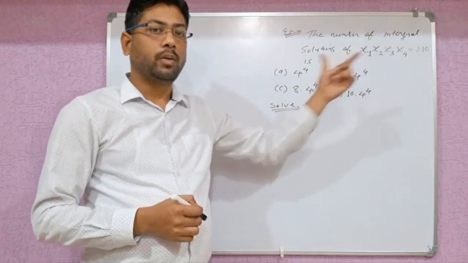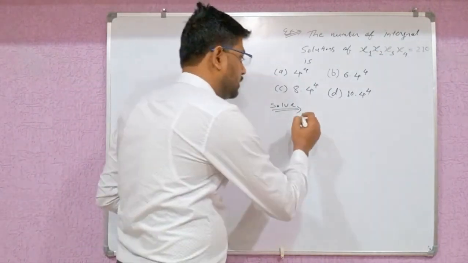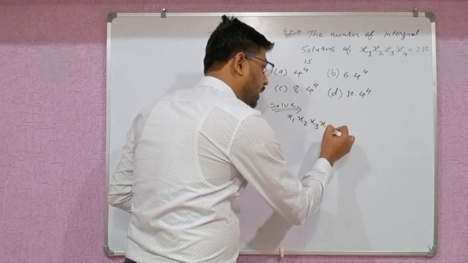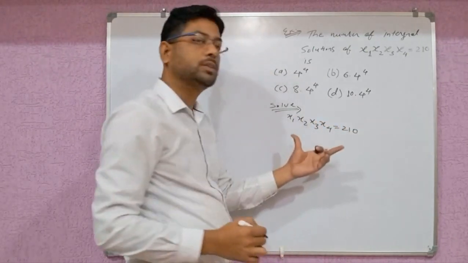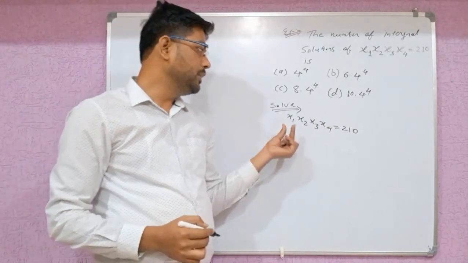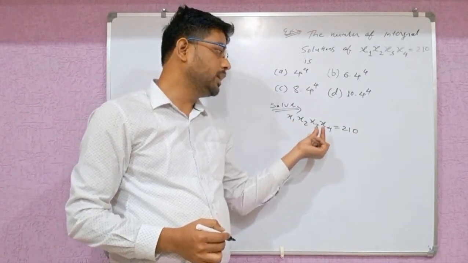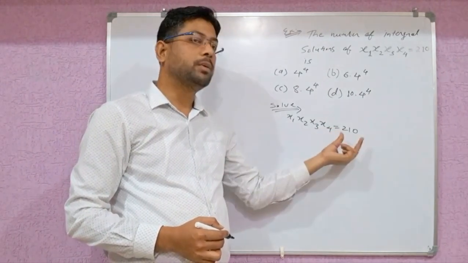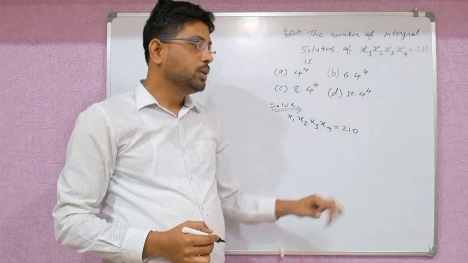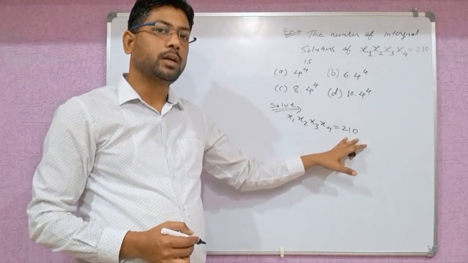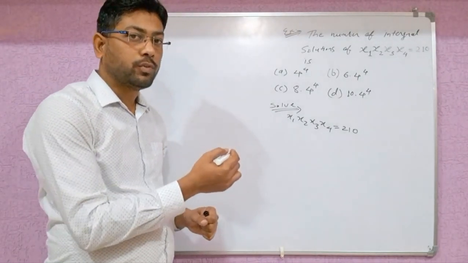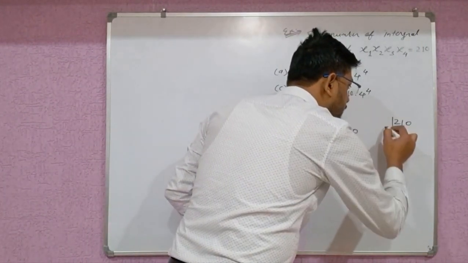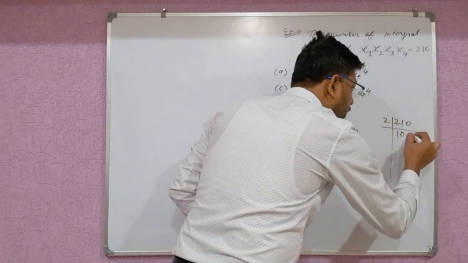First of all, let's write this equation. This equation is x1 into x2 into x3 into x4 is equal to 210. This equation we have to solve. It means we have to find integer values of x1, x2, x3 and x4 such that the multiplication of all these four numbers is 210. In the right hand side there is 210. Now let's first find the prime factorization of this 210. This 210 will first be divided by 2, so this will be 105.